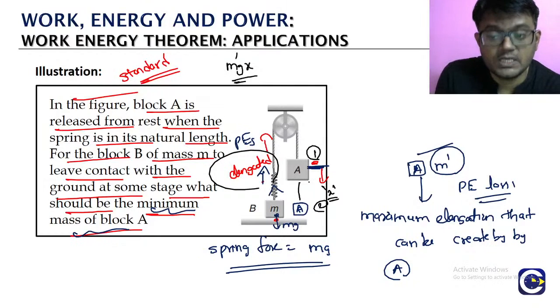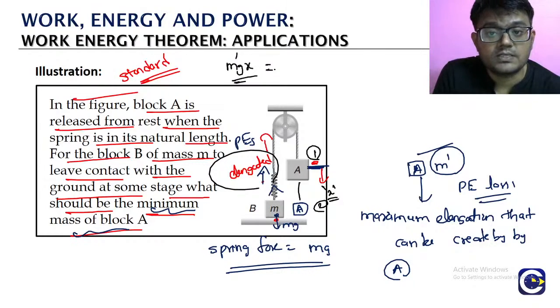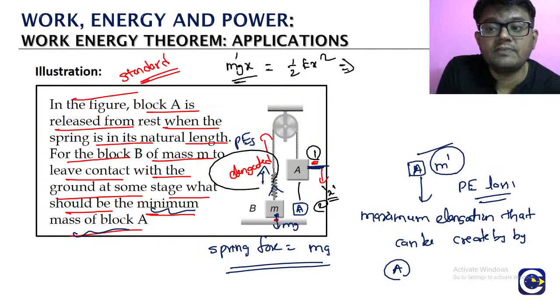M dash, because we are taking the mass of block A as what? M dash. That is what we need to find. So the gravitational potential energy loss for the block A will be equal to what? Gain in the spring potential energy. This condition will be giving us what? The maximum elongation created by the block A.